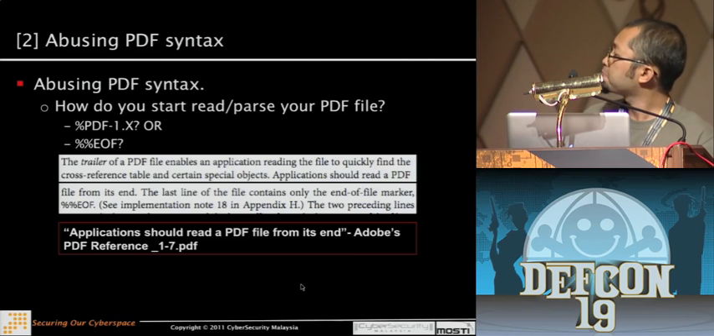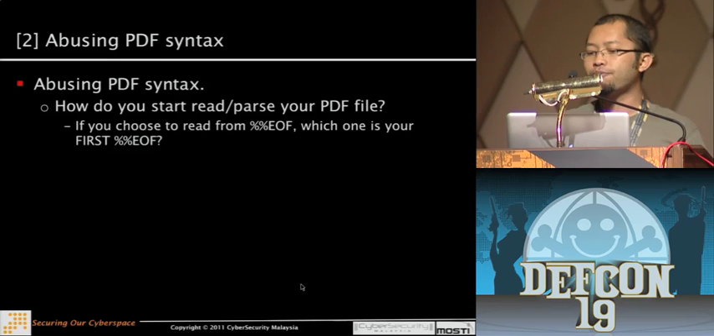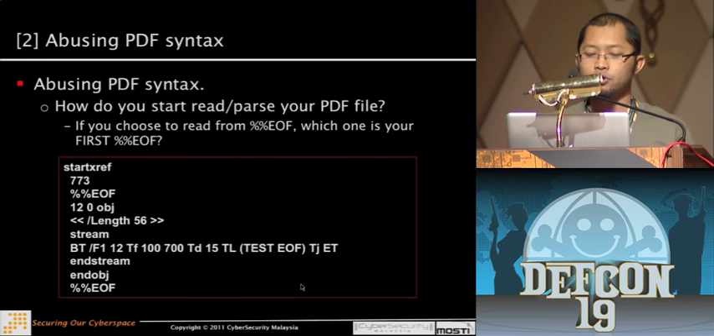But the problem is, if you choose to read from the xref table, which one is going to be the first xref? Because like I mentioned earlier, you can have multiple xref tables within a single PDF file. For example, this one. If you're parsing your PDF file using the xref as a starting point, which xref do you want to refer to? This one, or this one?